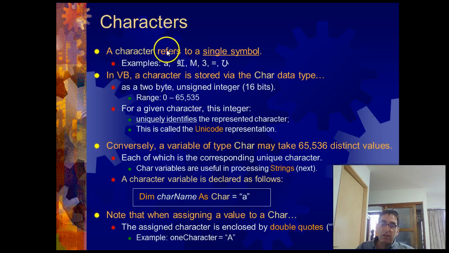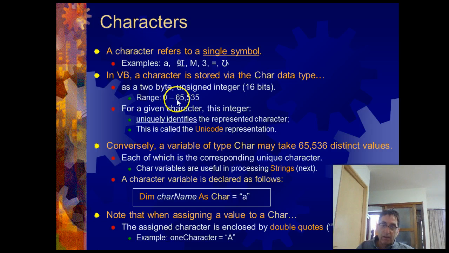Okay, now we have characters. A character refers to a single symbol. For example, this, or this, or this, or this, or this, or this. In VB, a character is stored via the char data type as a 2-byte. So char uses 2 bytes, unsigned integer 16 bits. So the range is between 0 and here.